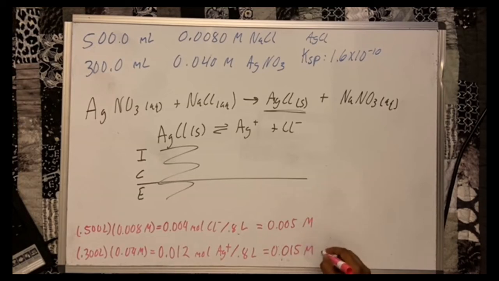Okay, so this is the molarity of Ag plus, and this is the molarity of Cl minus.